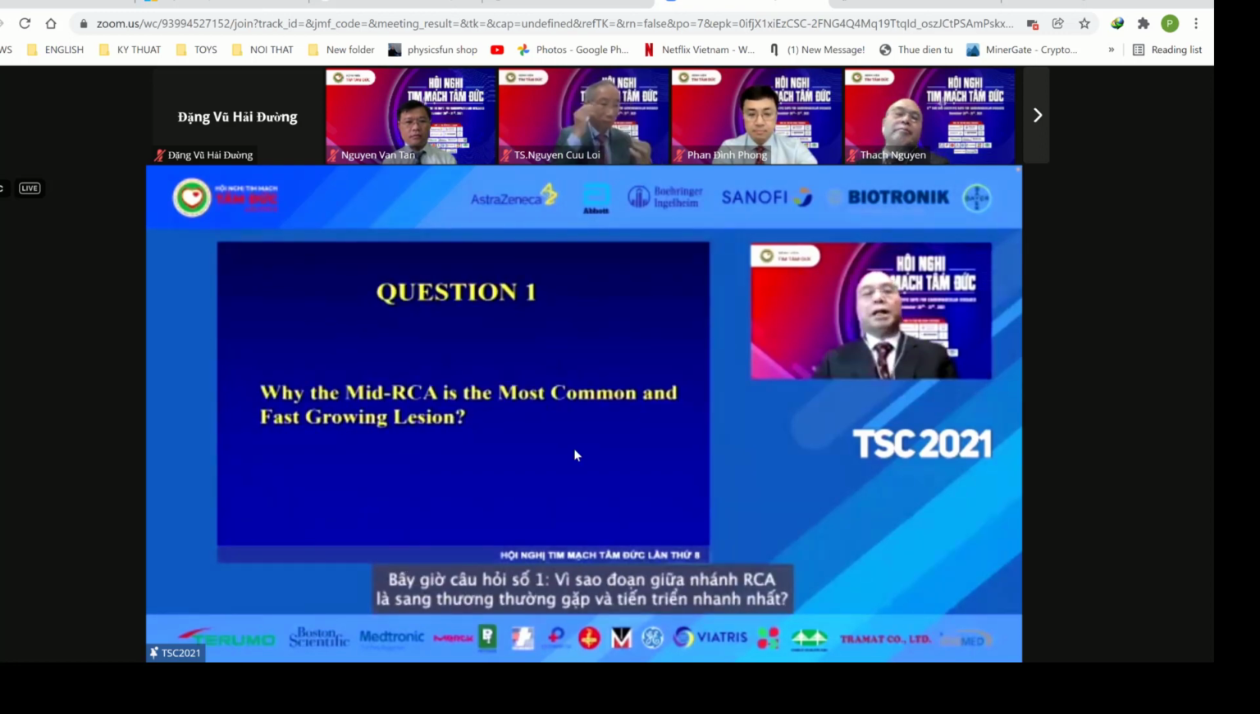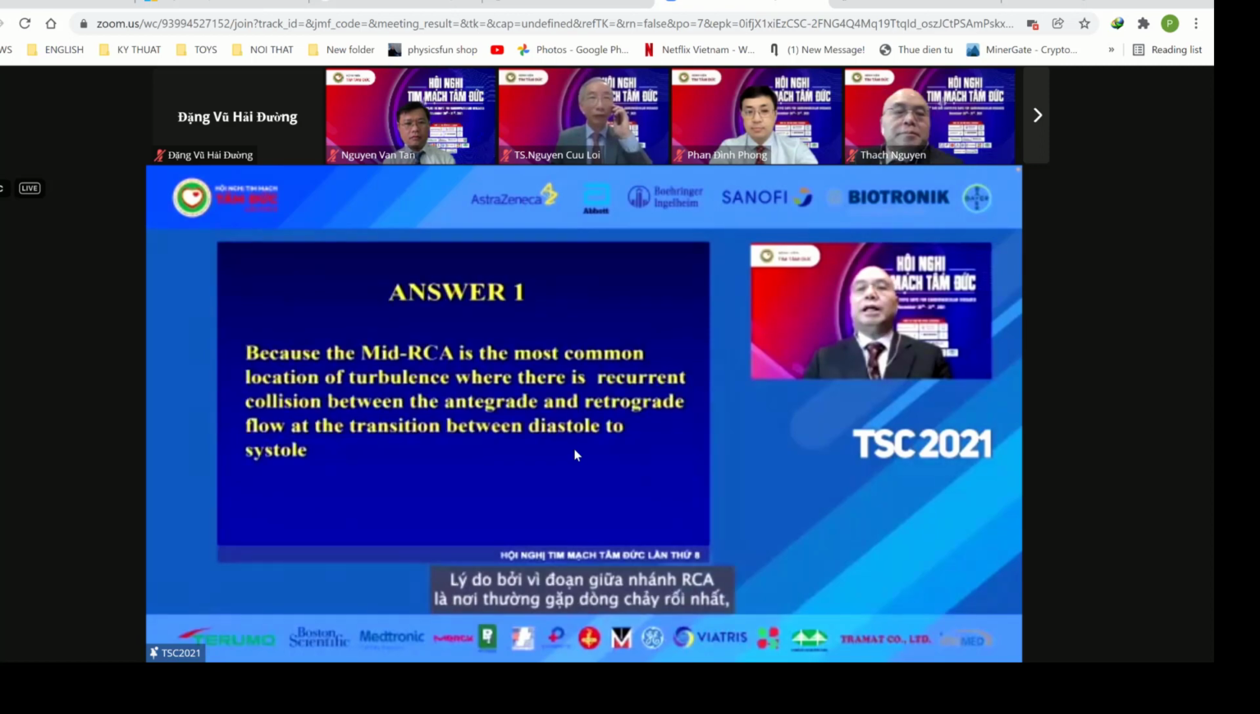Now, question one: why is the mid-right coronary artery the most common location of fast-growing lesions? It is because the RCA is the most common location of turbulence. There is recurrent collision between the antegrade and retrograde flow at the transition between diastole and systole.